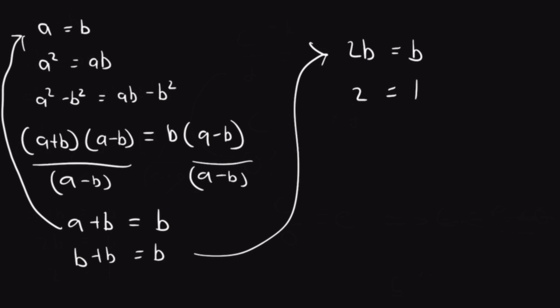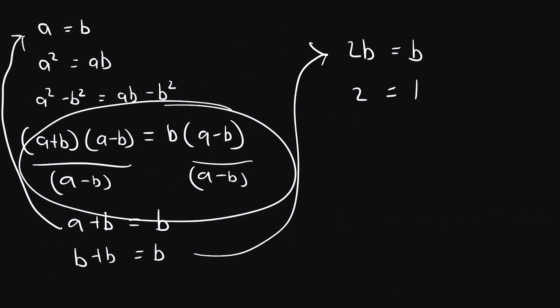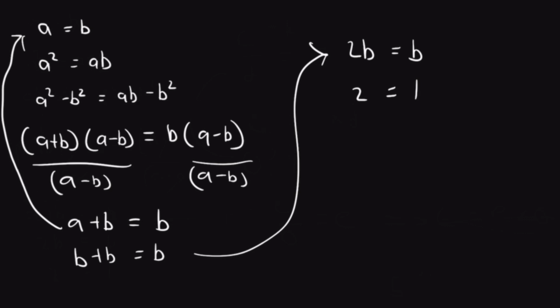So obviously something went wrong because we know that 2 is not equal to 1. So where is it? If you want to pause the video and try to guess, you could do that. And right now I'll just show you it is over here where we divided by a minus b.